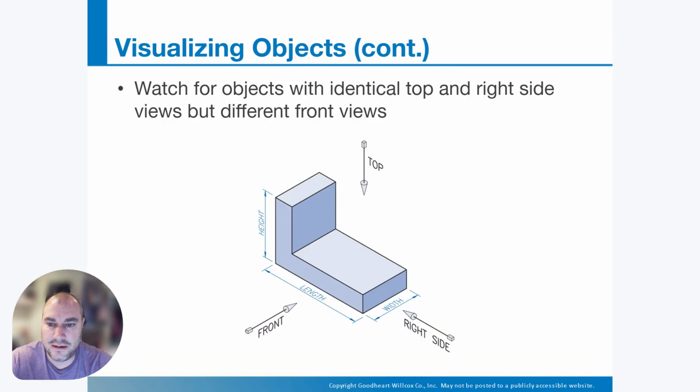Visualizing objects. Watch for objects with identical top and right side views, but different front views. So basically, the top and the right side would look the same if we were looking at just the top or just the right side, but the front would look different. So, just have to pay attention to those things once again. And from different views, you have your height, length, and width.